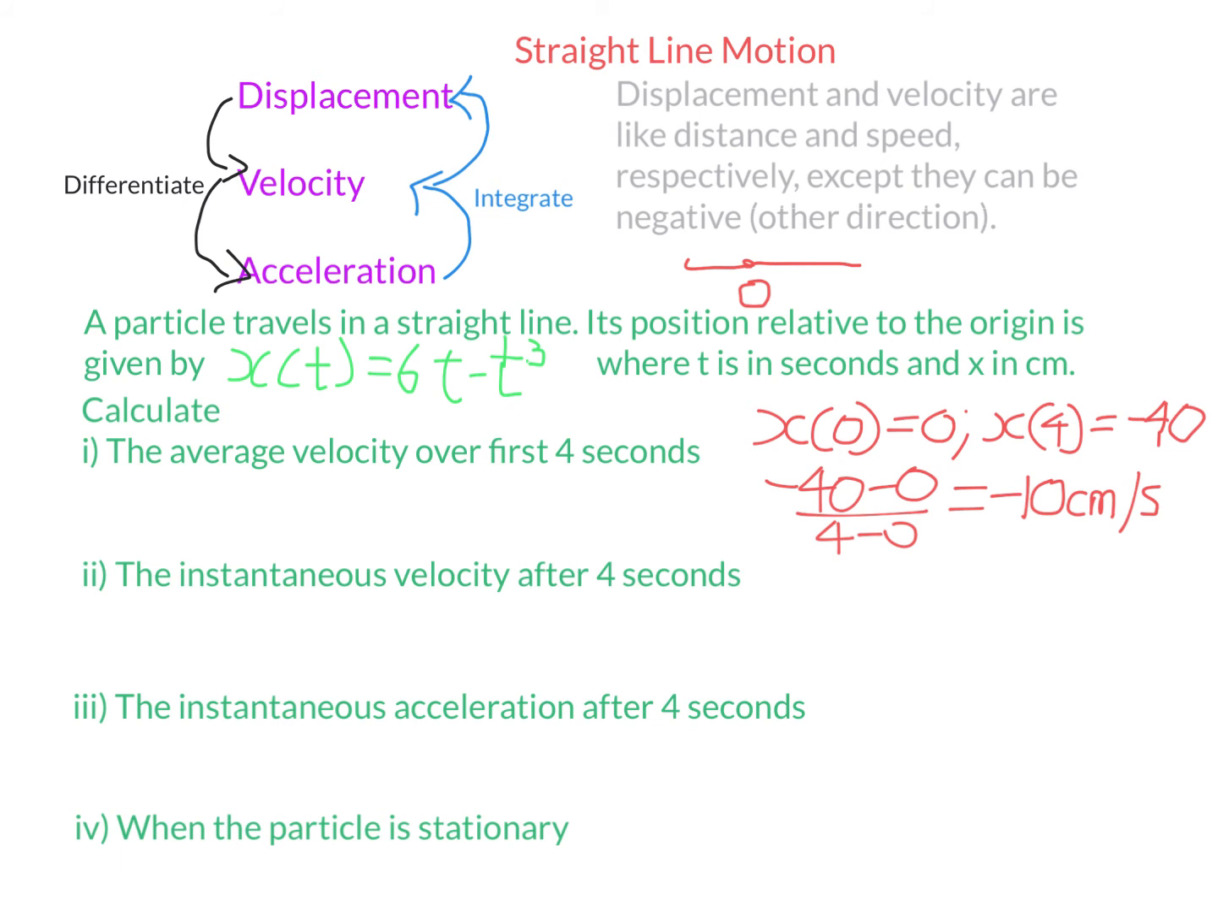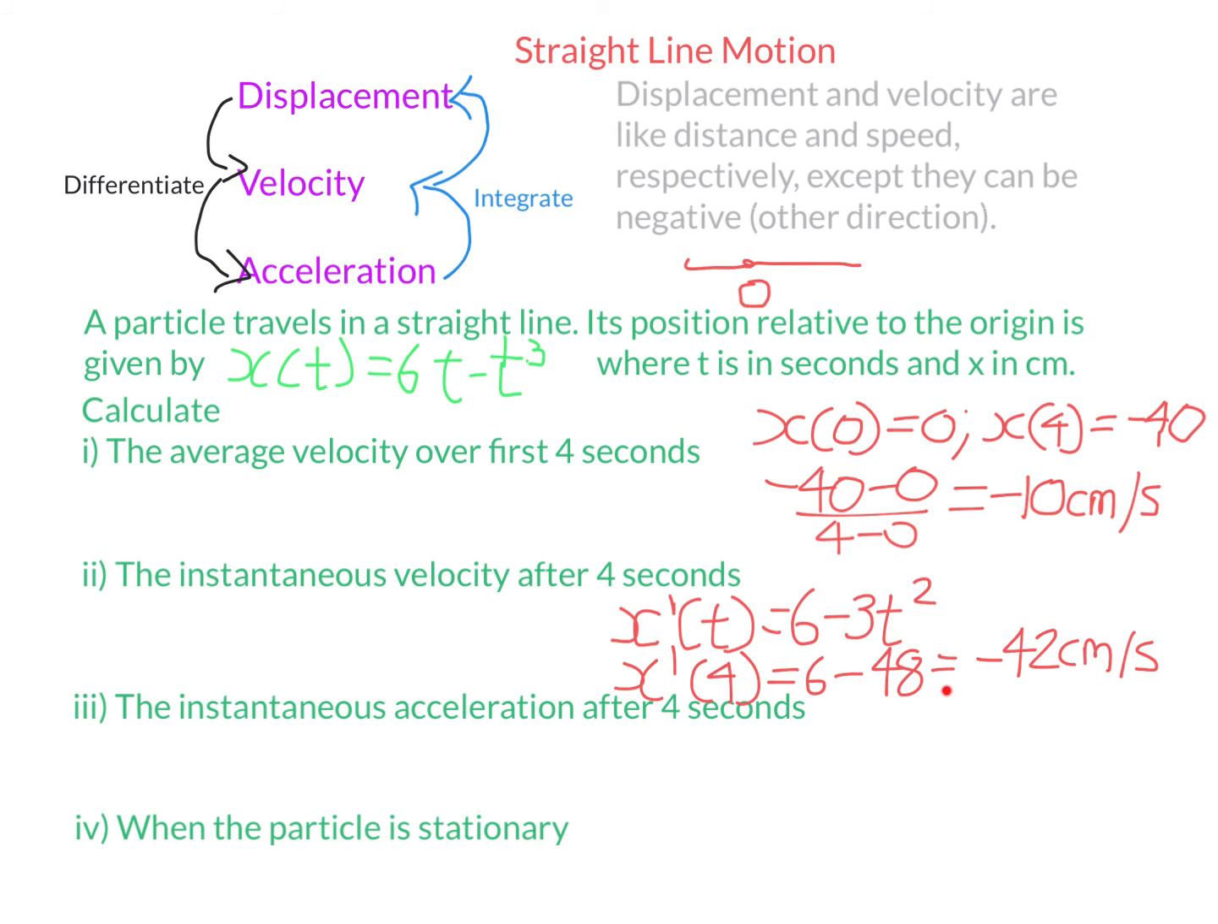So remember, the instantaneous rate of change of a function is the derivative. If I want to find the velocity at 4 seconds, at that instant in time, I need to differentiate displacement and substitute 4 for t. So differentiating x with respect to t, I get 6t minus 3t squared. I'm just using the rule, move the power to the front, decrease the power by 1. So substituting in t equals 4, I get negative 42 centimeters per second. So this one is traveling very quickly, 42 centimeters per second, but it's going to the left. That's why velocity is negative.